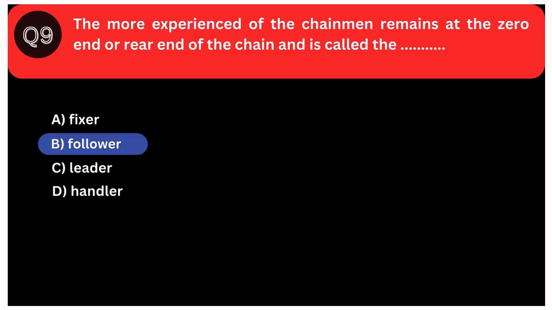The more experienced of the chainmen remains at the zero end or rear end of the chain and is called the Option A, fixer. B, follower. C, leader. D, handler. Answer B, follower.